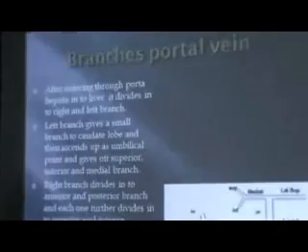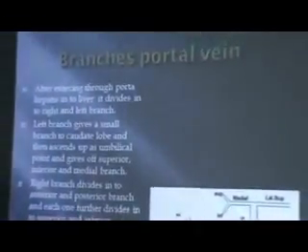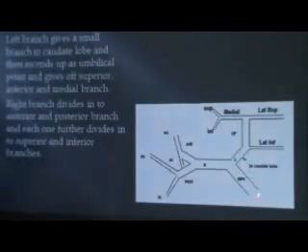Then the right portal vein further divides into anterior and posterior branches. These branches we have to remember because we have to study the segmental anatomy of the liver, and segmental anatomy is quite easily understood if we understand the branches of the portal vein. The main portal vein, as I already told, is formed by the union of the splenic vein and superior mesenteric vein. It divides into the right and the left.